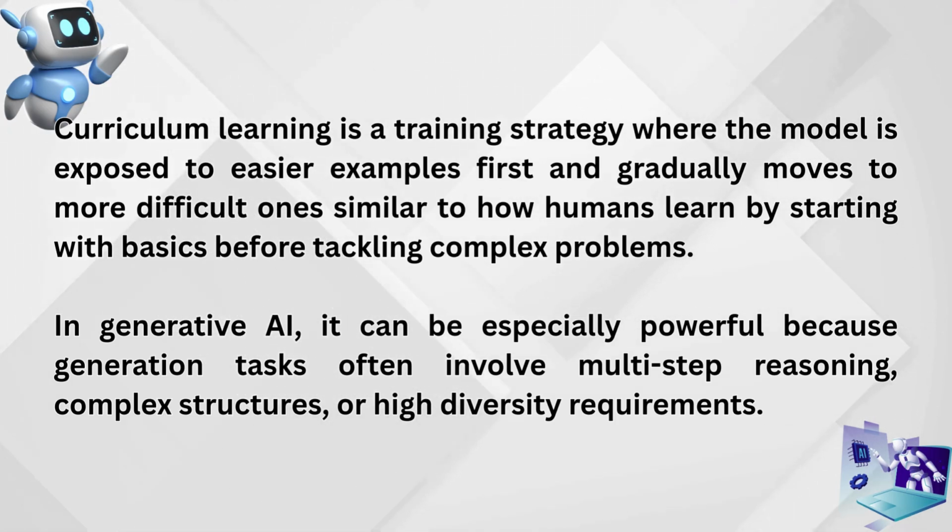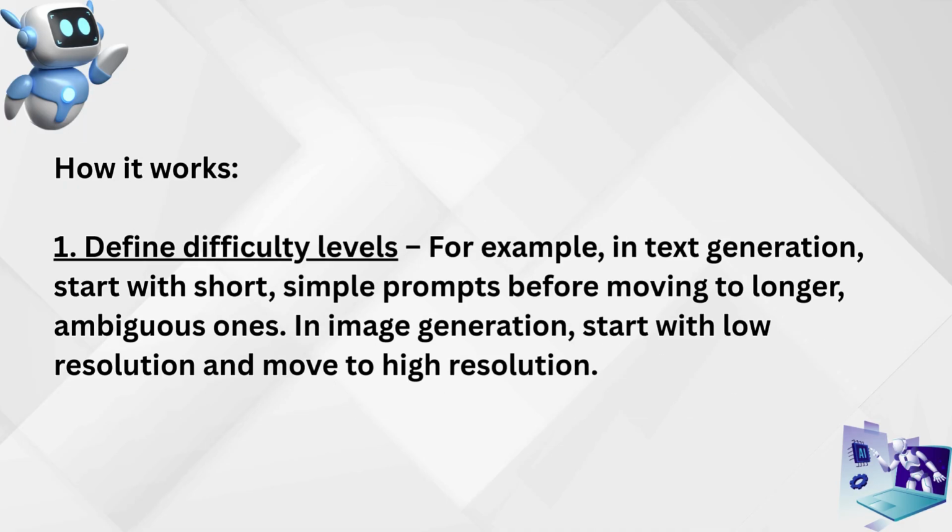Curriculum learning is a training strategy where the model is exposed to easier examples first and gradually moves to more difficult ones, similar to how humans learn, by starting with basics before tackling complex problems. In generative AI, it can be especially powerful because generation tasks often involve multi-step reasoning, complex structures, or high diversity requirements. How it works. 1.